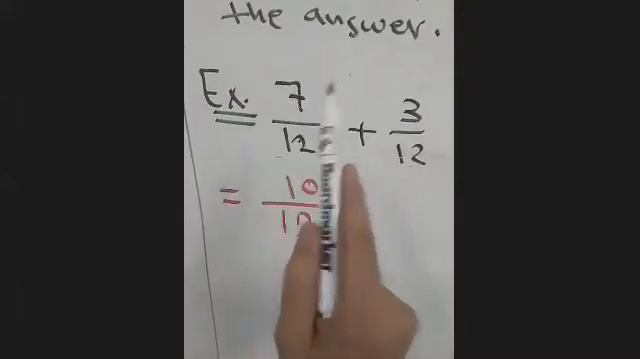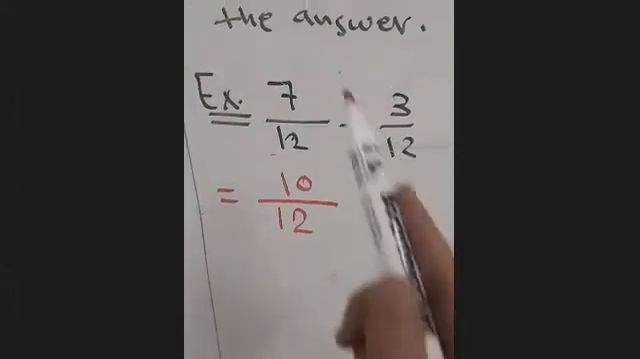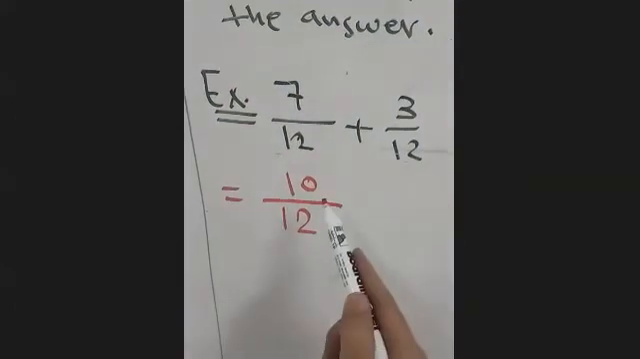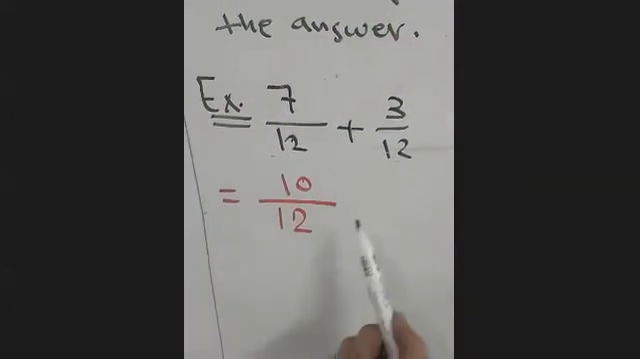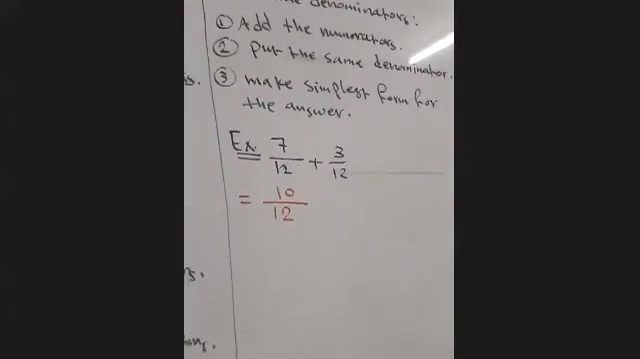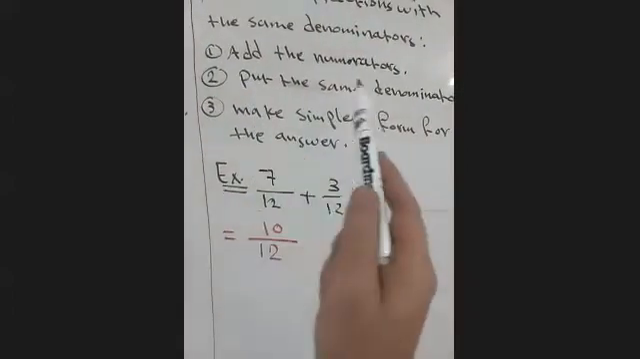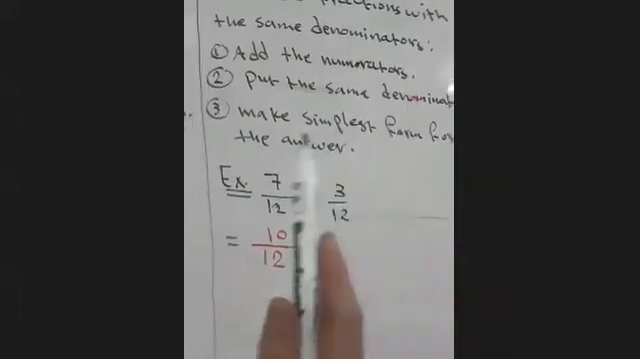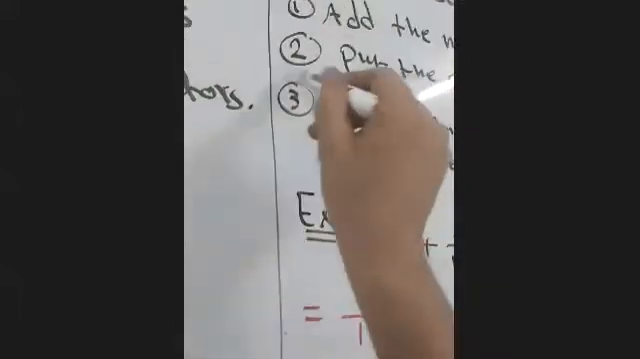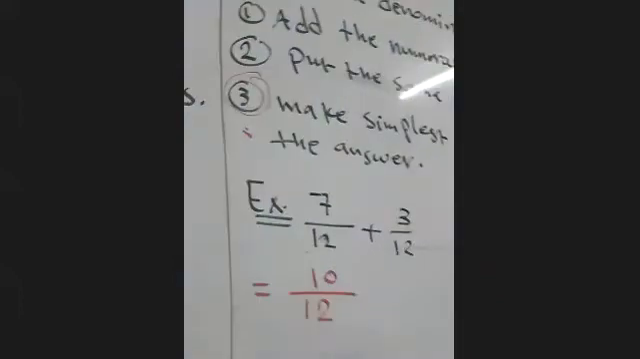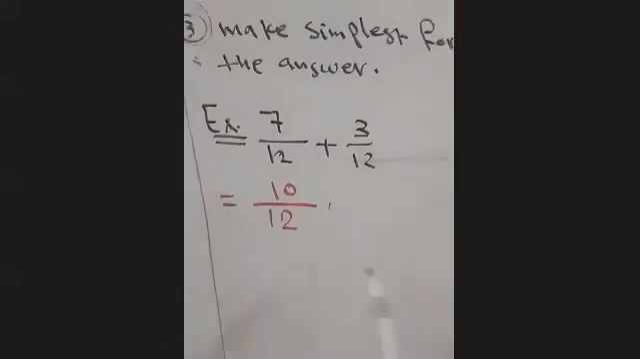We only add the numerators, only. So 7 plus 3, 10. And the two 12s, we take one of them only. This is step 1. We added the numerators, we put the same denominator. The third step, which is an important step. This is an important step. Don't add and stop. No.